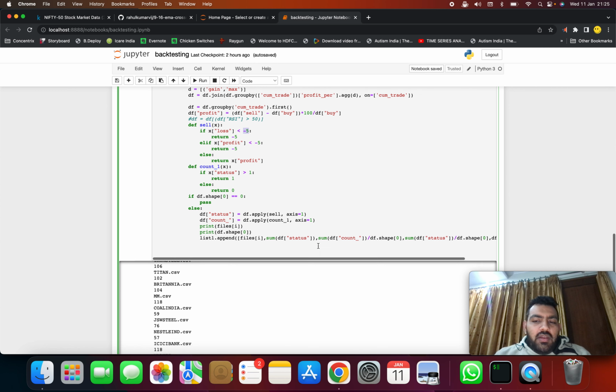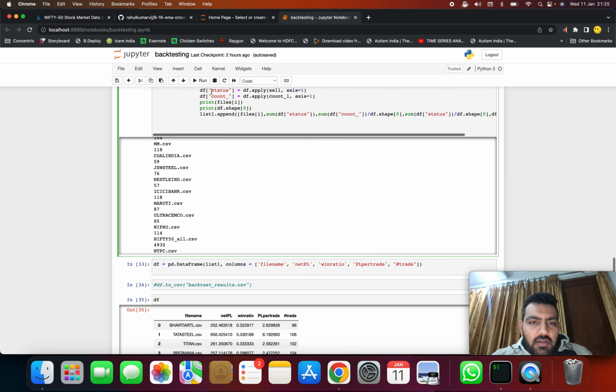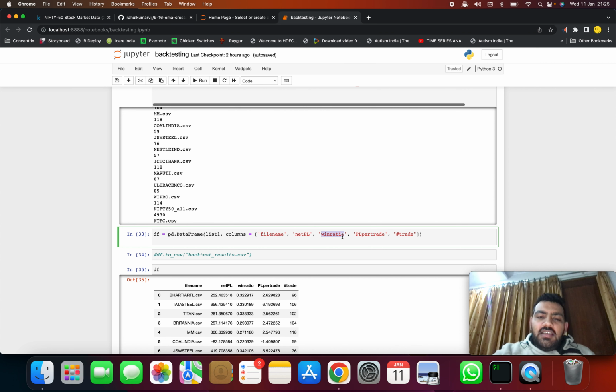Okay, so let us see the results here. During this logic, I have also calculated the net profit and loss, the win ratio of this strategy, then profit and loss per trade, and the number of trades we got in each of the stocks.